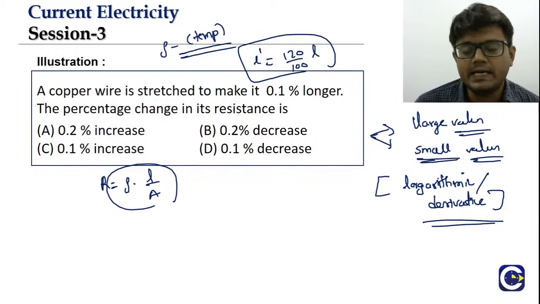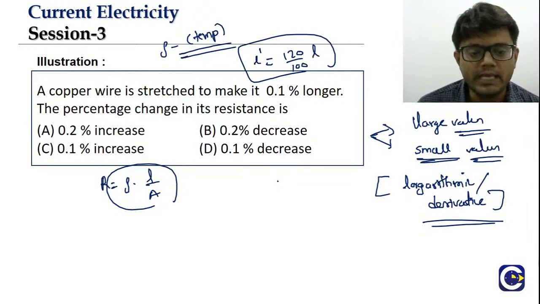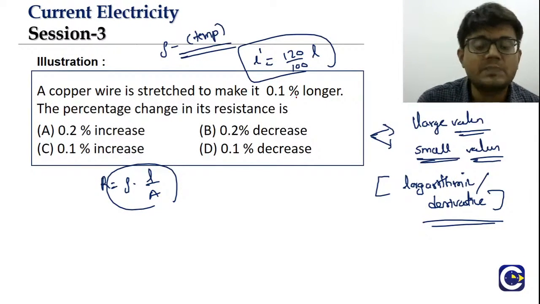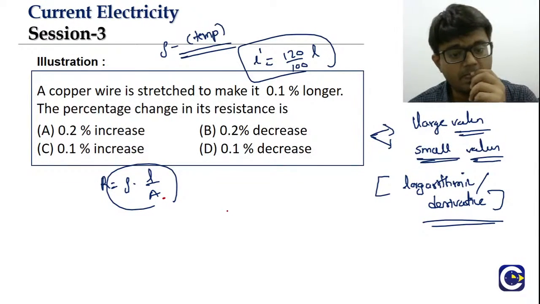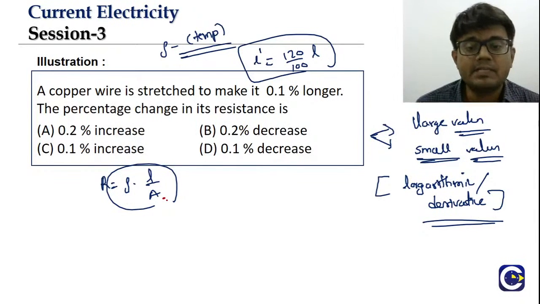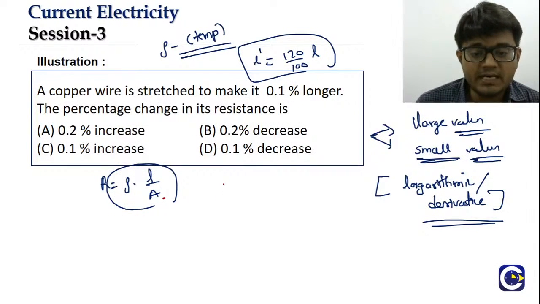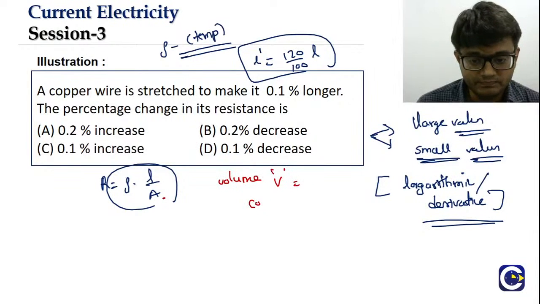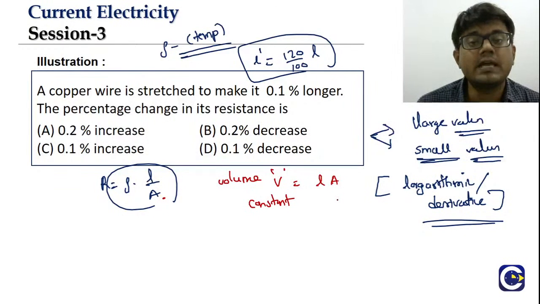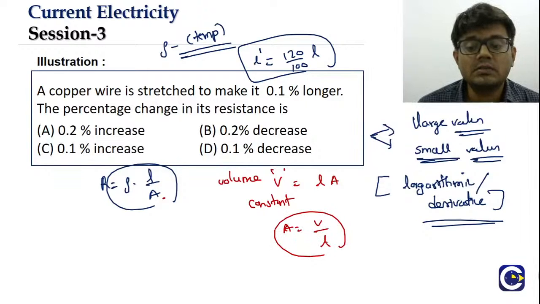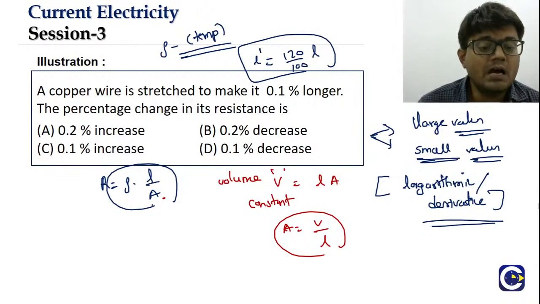But before we go there, first we need to understand the expression here, R is equal to rho into L by A. When we increase the length, the area will definitely change. So we cannot have two constants, because we do not know how the area will change. So we will take the volume of that particular wire to be some V, which is constant. What is the volume? Length into area of cross section. Now look, area of cross section can be represented by the volume by length.